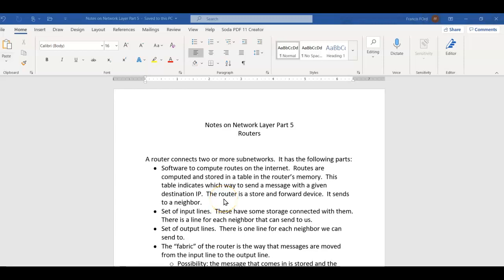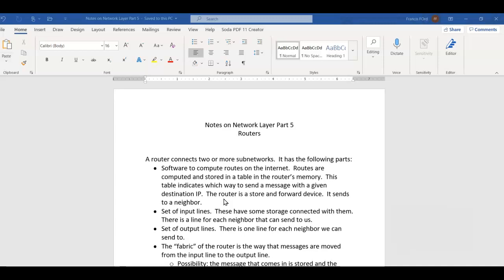Hello, I'd like to continue talking about the network layer. The first thing I want to talk about are routers, however you want to pronounce them. A router connects two or more sub-networks. It has the following parts. It has software to compute routes on the internet. Routes are computed and stored in a table in the router's memory.